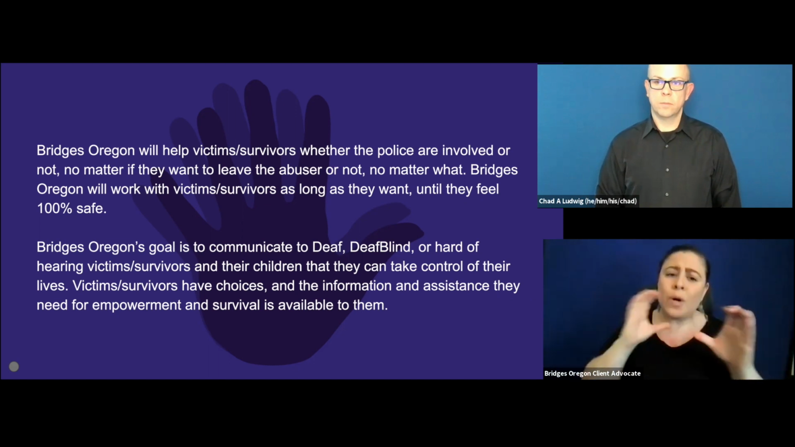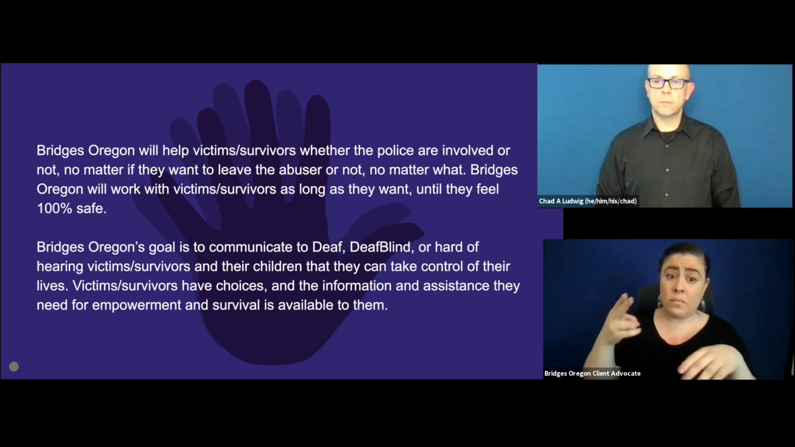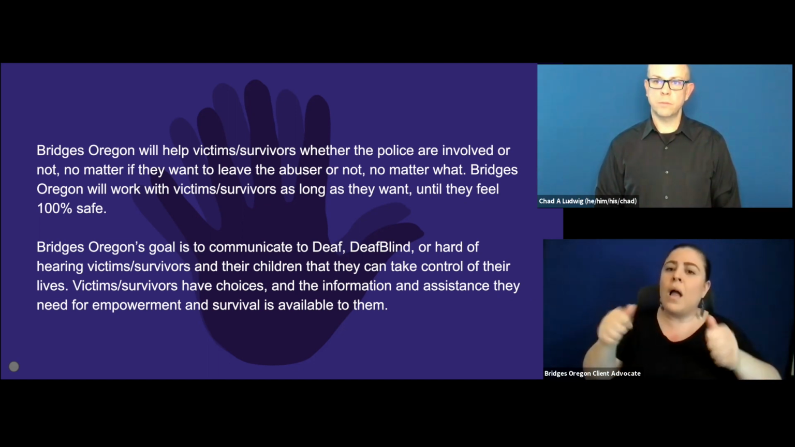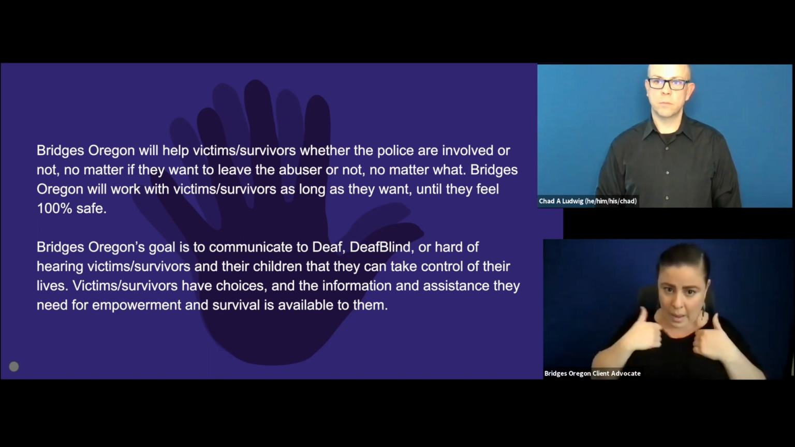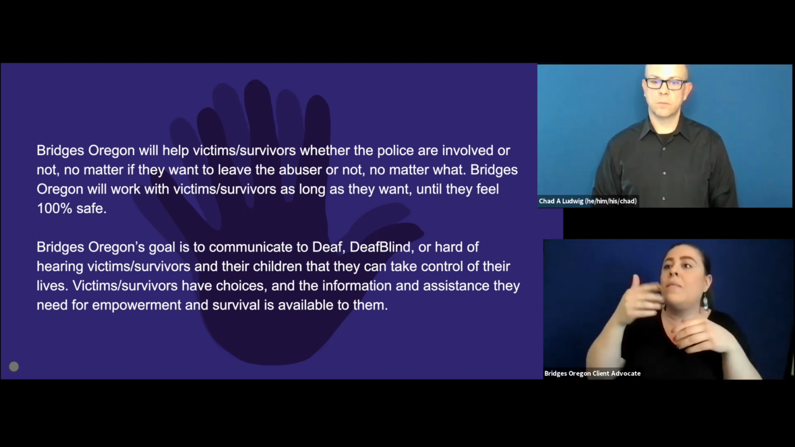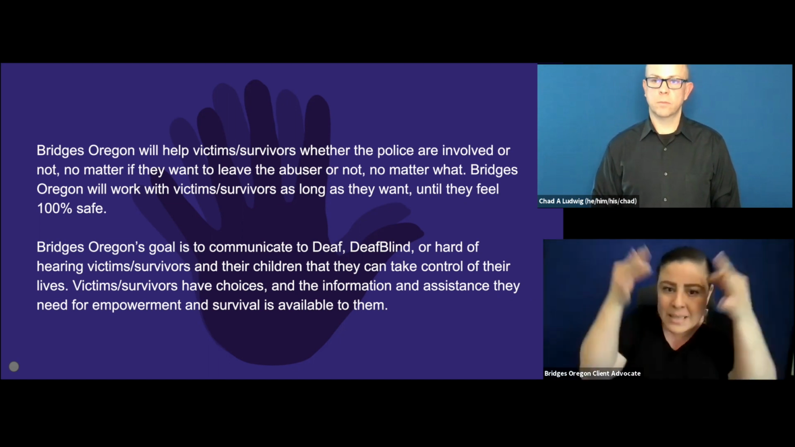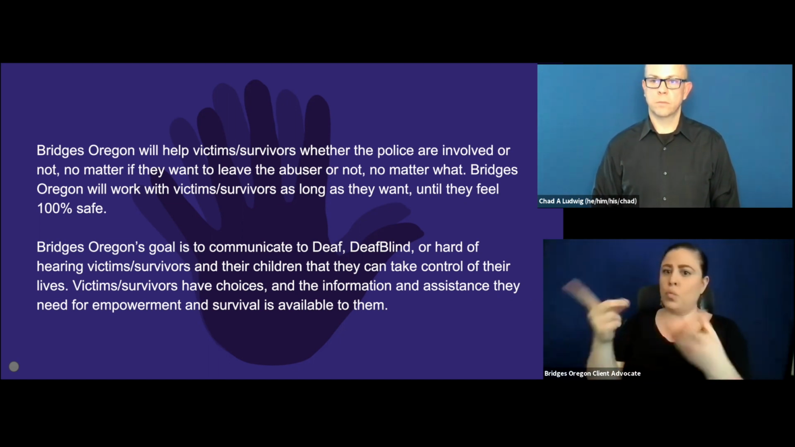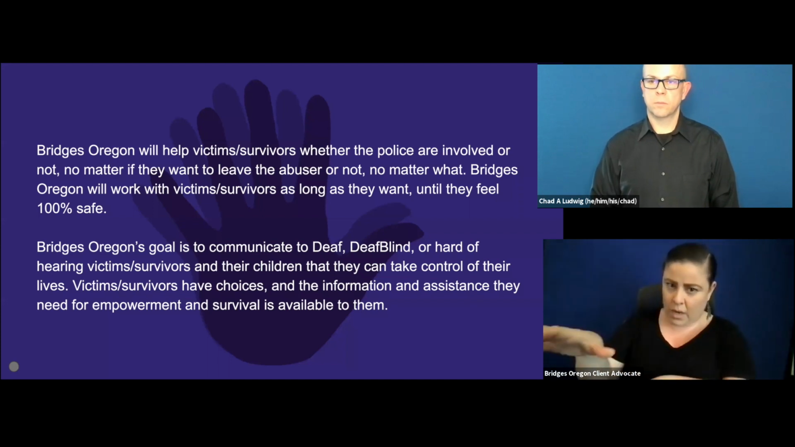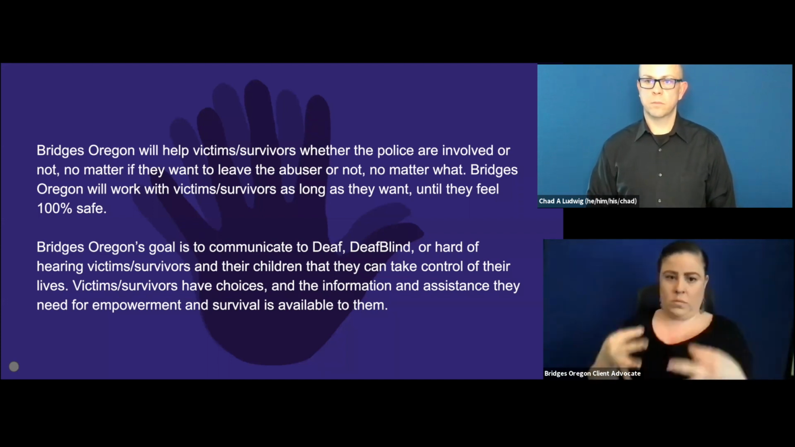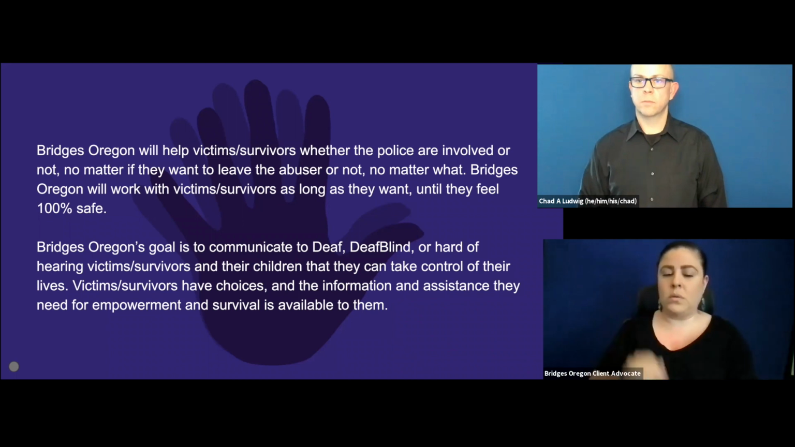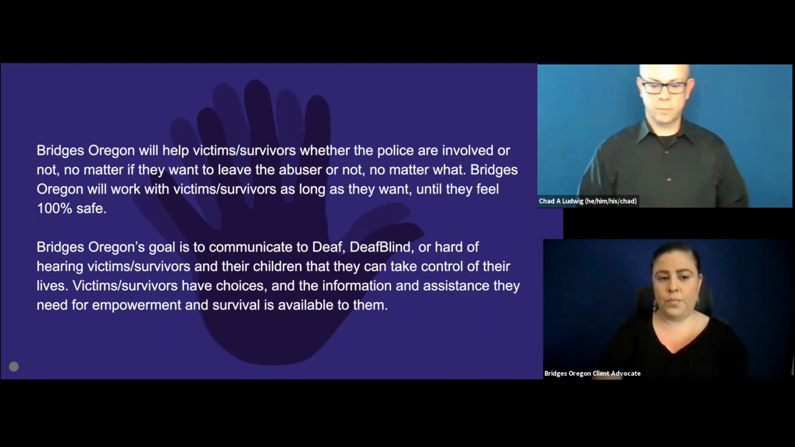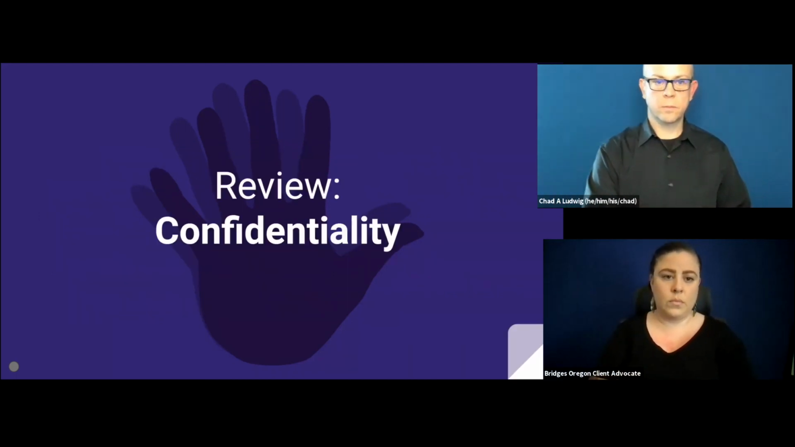And then Bridges, our goal is to communicate to deaf and deafblind or hard of hearing victims and survivors and their children so they can take control of their lives. And they have their own choices and make their own decisions. And we give the information and assist with that. And you can do whatever you want with that. We empower them to make their own decisions and in what is most important in that situation.